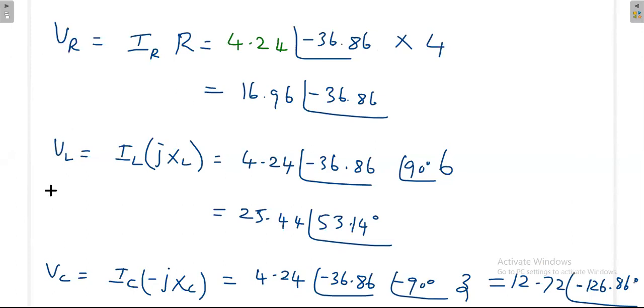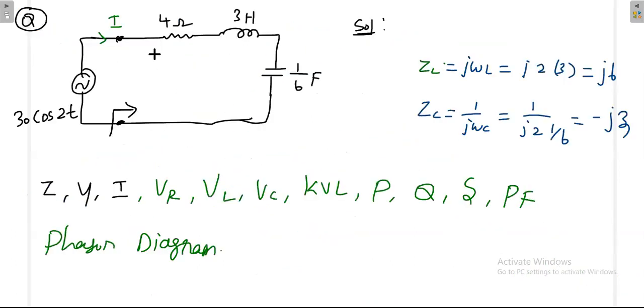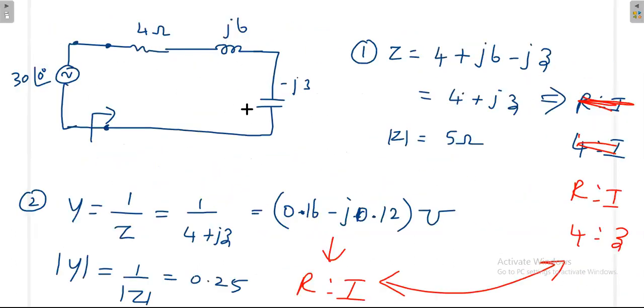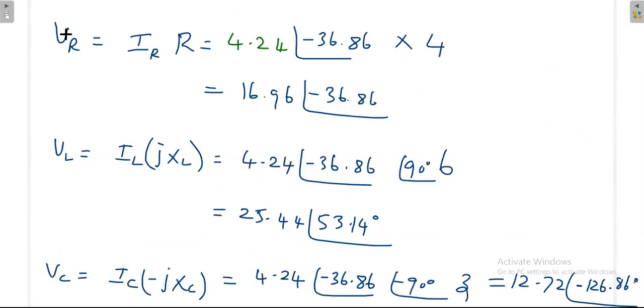Now you know VR, VL, VC. And what is V? You know VR, VL, VC, which we have just calculated. Then you apply KVL, Kirchhoff's voltage law. Once I apply KVL, V is equal to VR plus VL plus VC. I know VR, VL, VC.